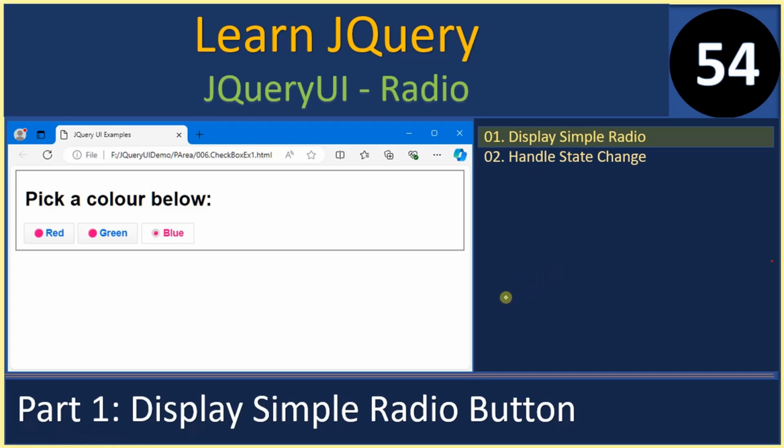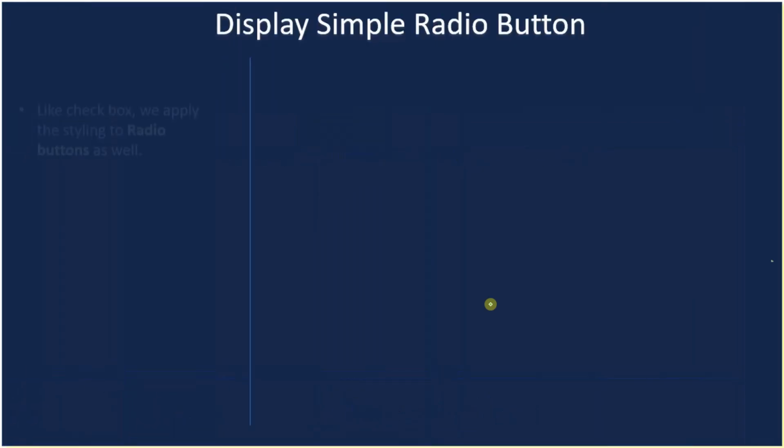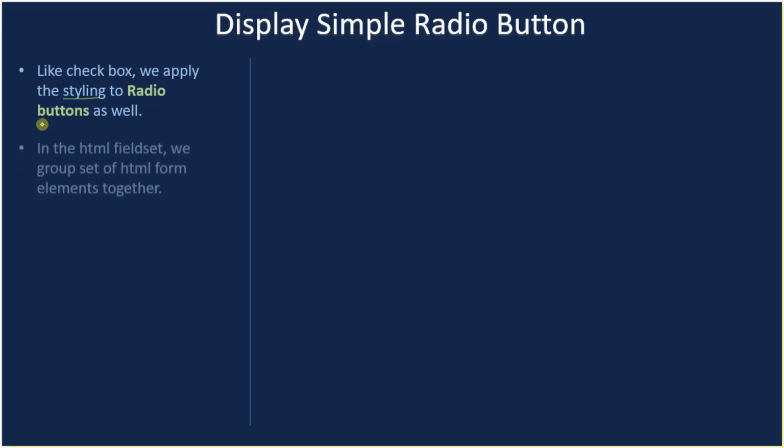Hello friends, in the last video we talked about the jQuery UI checkbox. Now we will see how to display a simple radio button. Like the checkbox, we apply styling to radio buttons as well. Here styling means the jQuery UI based styling.